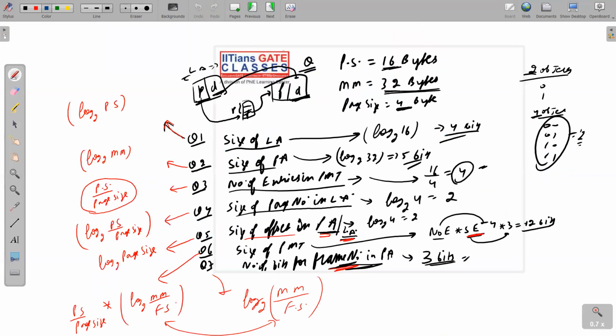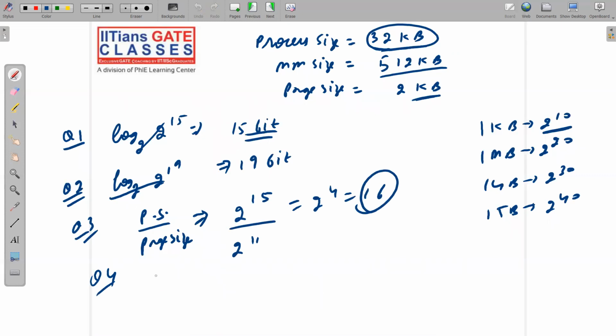Next, size of page number in logical address. That means you want to find the number of pages. Number of pages will be process size upon page size, that is 16. You have got it, right? Number of pages is 16. So log base 2, just do it. Log base 2 of 16 is 4.